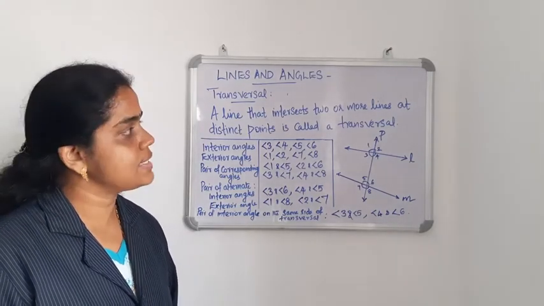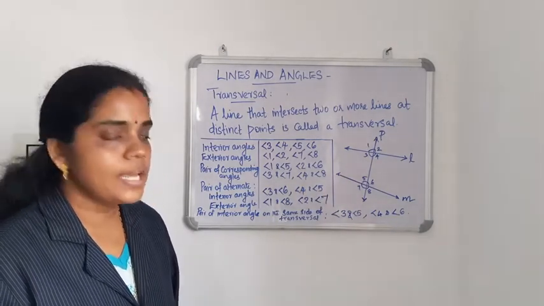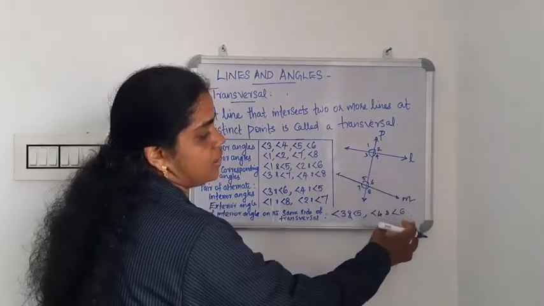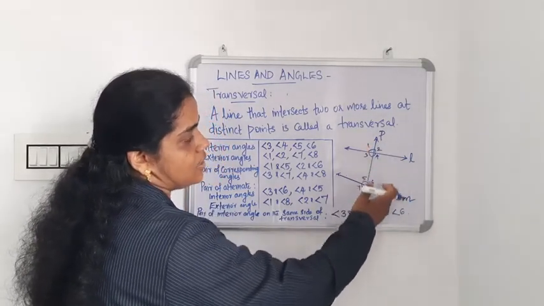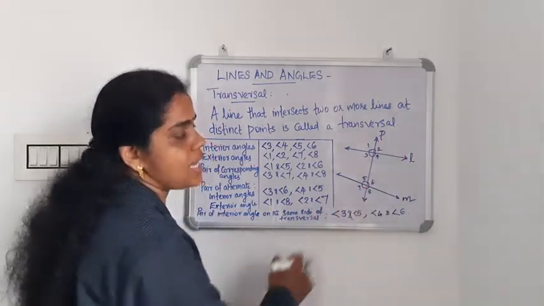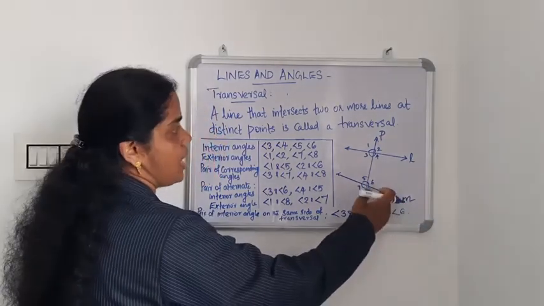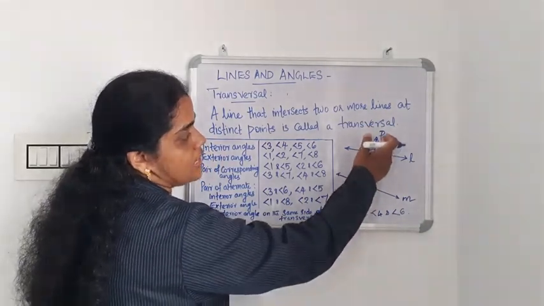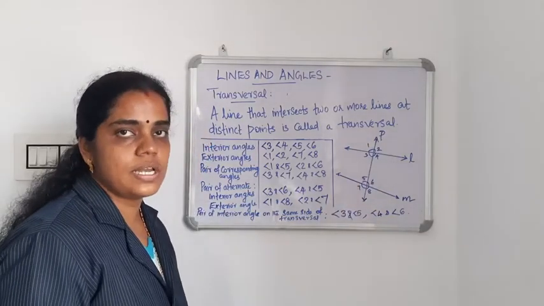What is the meaning of this transversal? In this picture, what are the lines? Can you say how many lines are there in the picture? Three lines are there. L is a line, M is another line, and these two lines are intersected at distinct points by another line, P. This P is known as transversal.